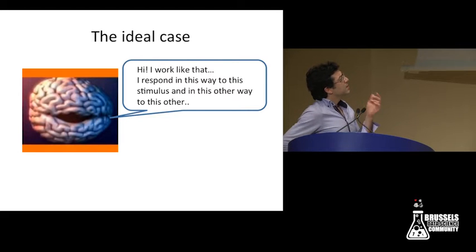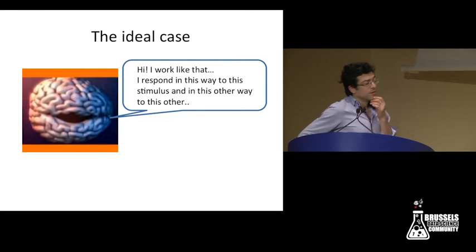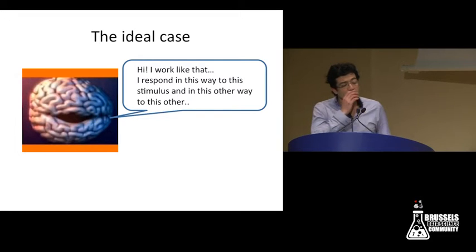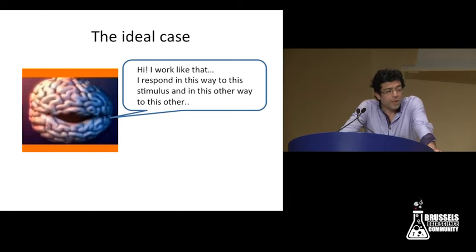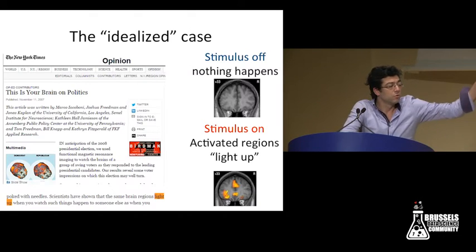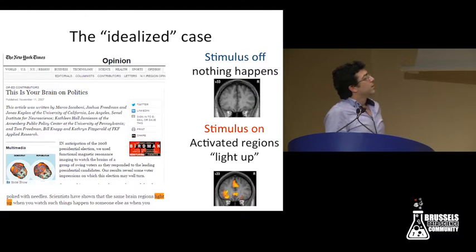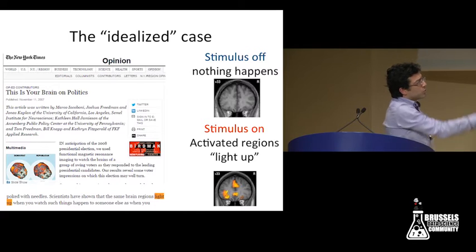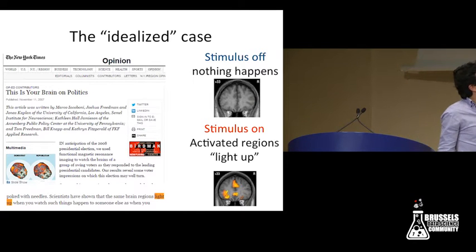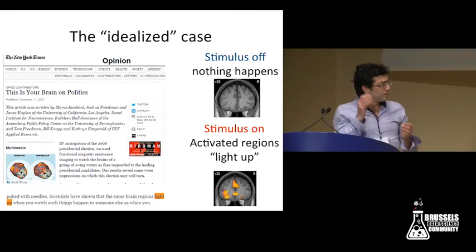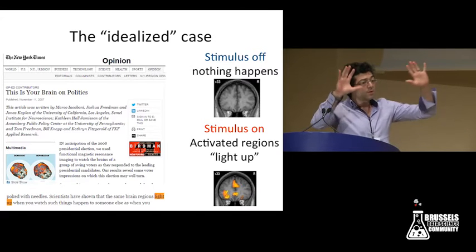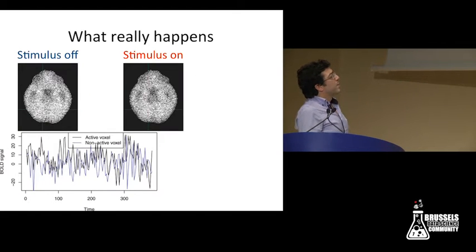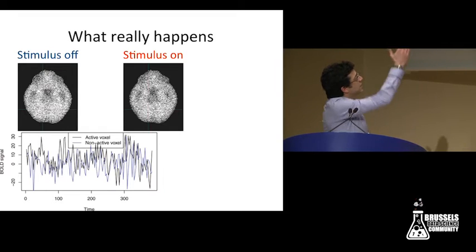So in the ideal case, the brain will tell us exactly how it works and how it responds to stimuli. On the other hand, of course, it's not like that. What you observe is still an idealized case that you see in newspapers when they talk about brain areas that light up when some stimulus is presented, and they show figures like the blobs. And indeed, you can imagine brain areas that start to pump up like crazy. On the other hand, in reality, this is what happens.